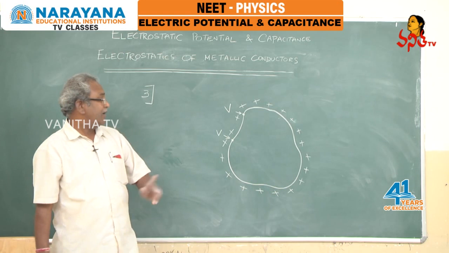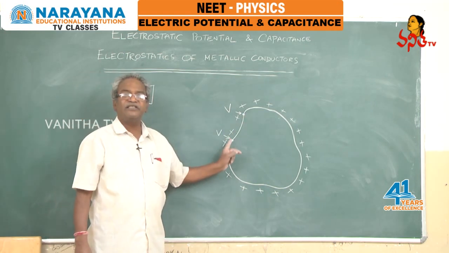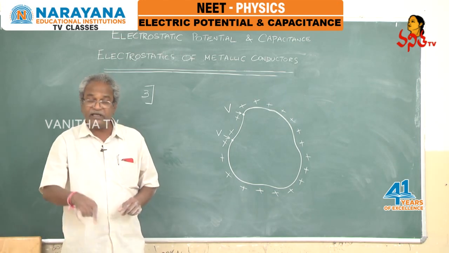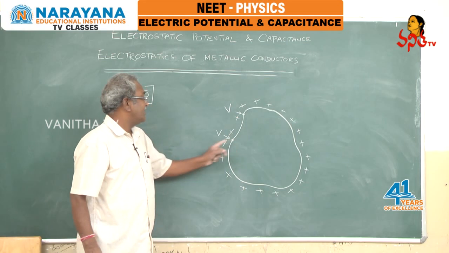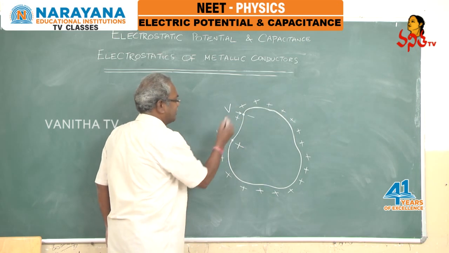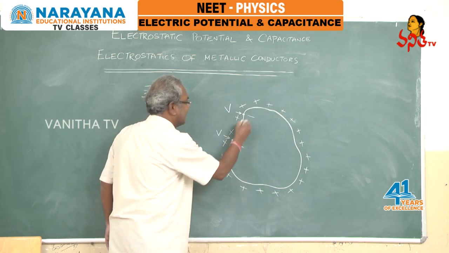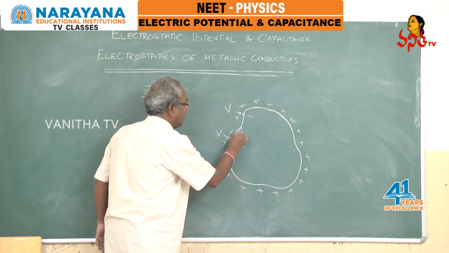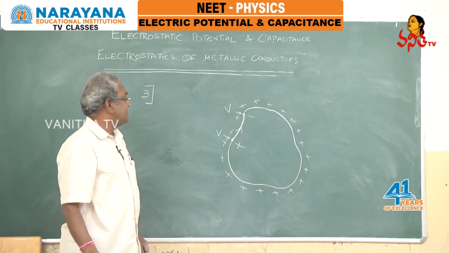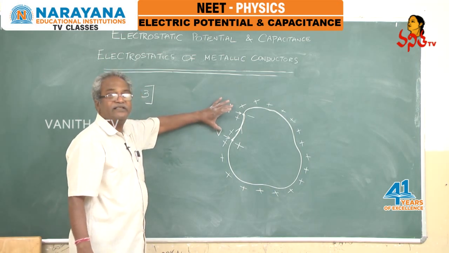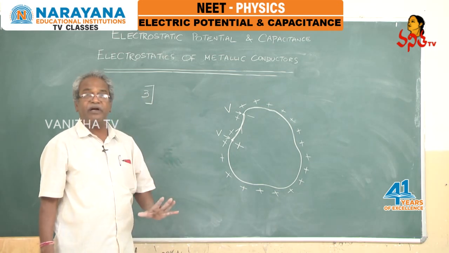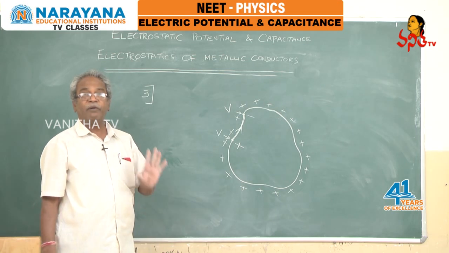Otherwise, if you say that here and here potentials are not same, that means there will exist a potential difference across the points of a conductor. Say here there is a high potential, here there is a low potential. Automatically currents will set up across the surface of the conductor, and the conductor has a very low value of resistance, so very high currents will exist, and a high amount of heat energy will be developed by itself. So that type of things are not there.